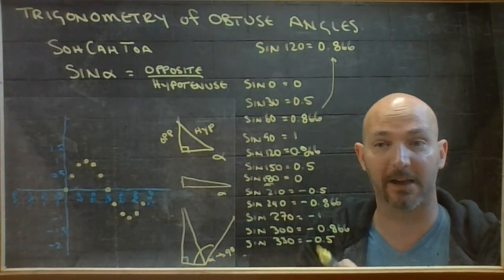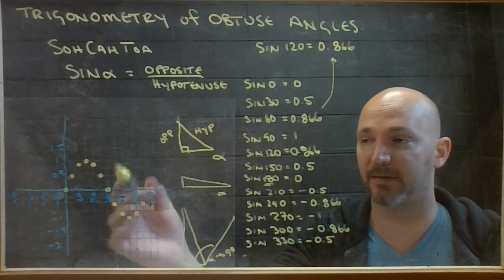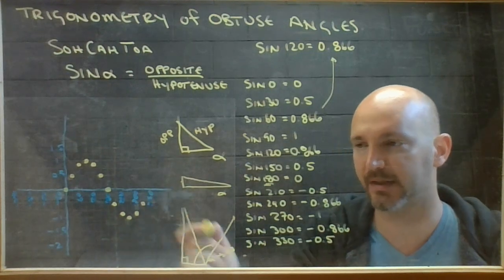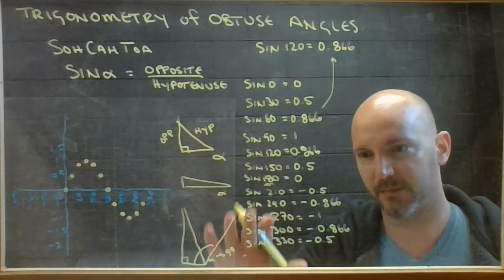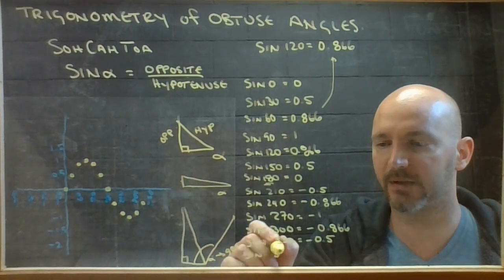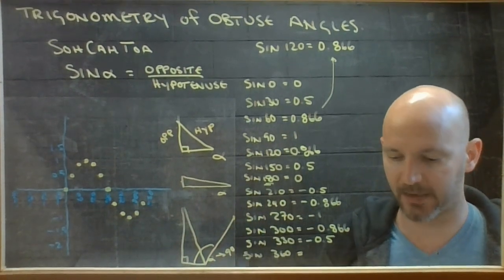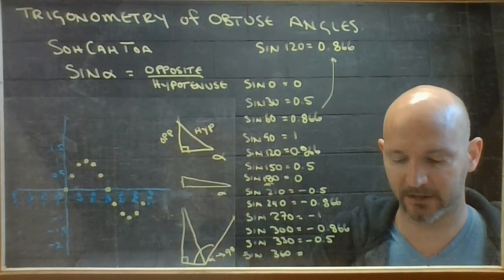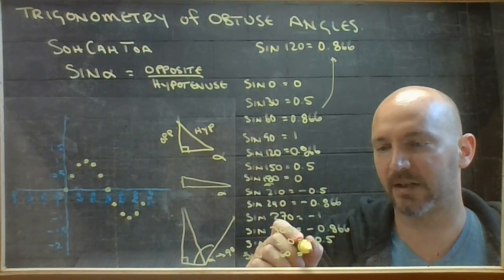So apparently I can't count. I jumped by 30 on this last one. So 120, 180, 240, 300, 360. Lines up now. 330 should be right there. And then sine of 360. Type that in. Can you guess what it's going to be? Spits out 0.